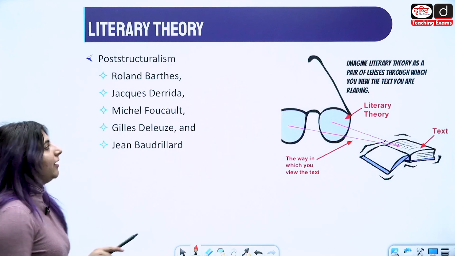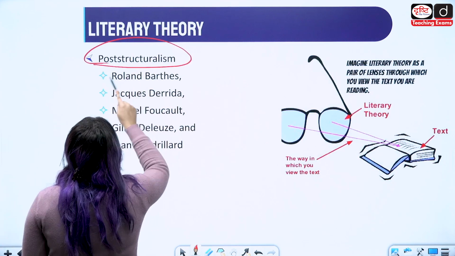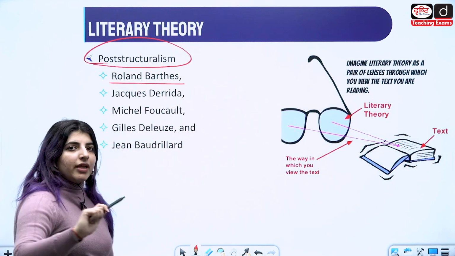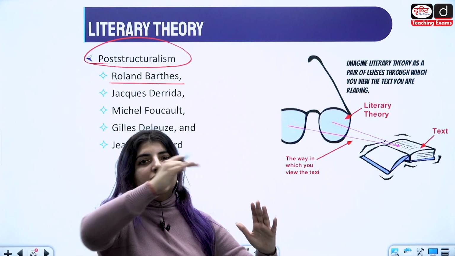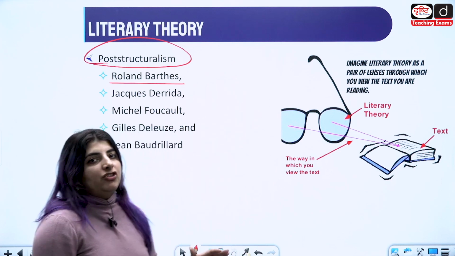Then literary theory, post-structuralism. Roland Barthes, who is a post-structuralist as well as was a structuralist. So how from structuralism he became a post-structuralist.